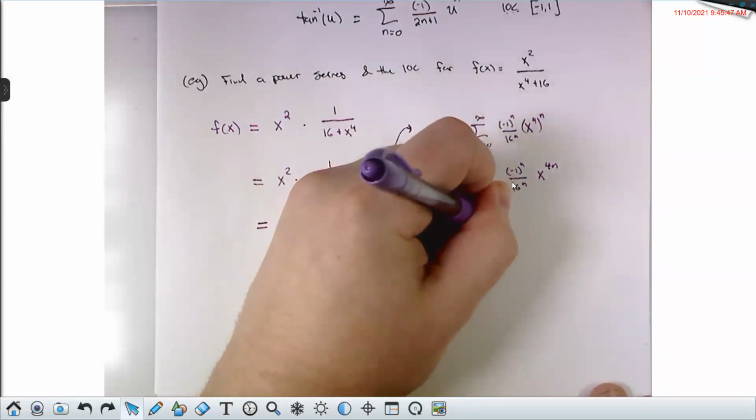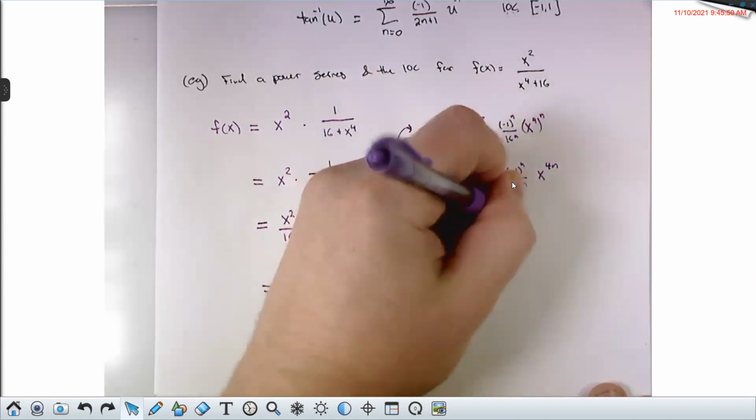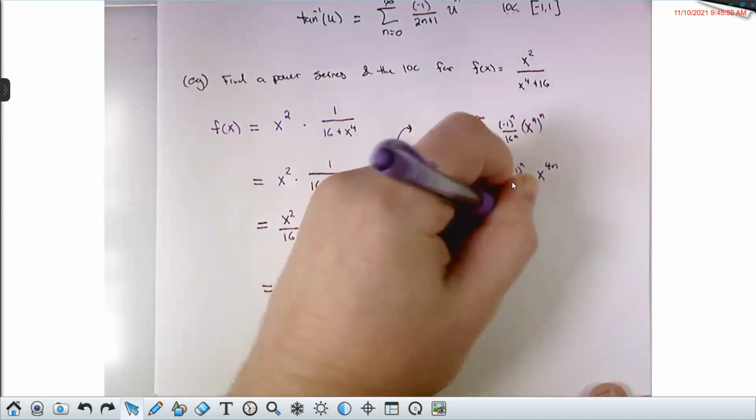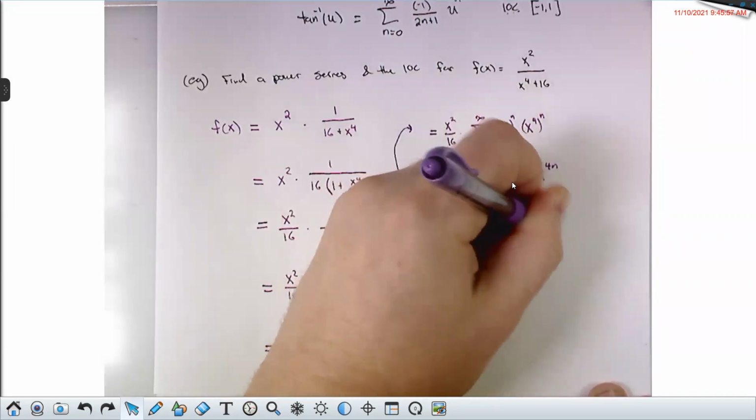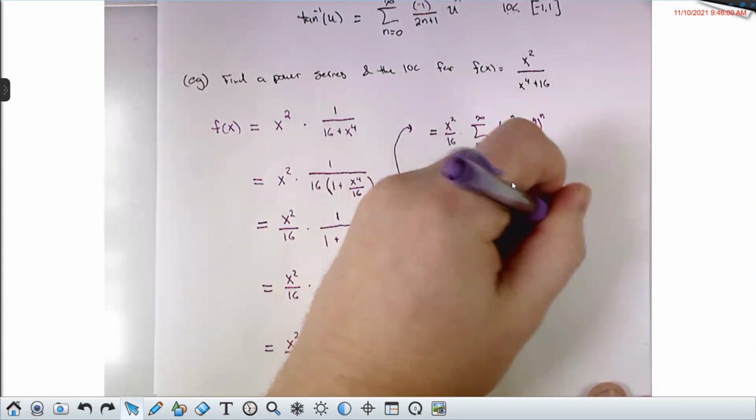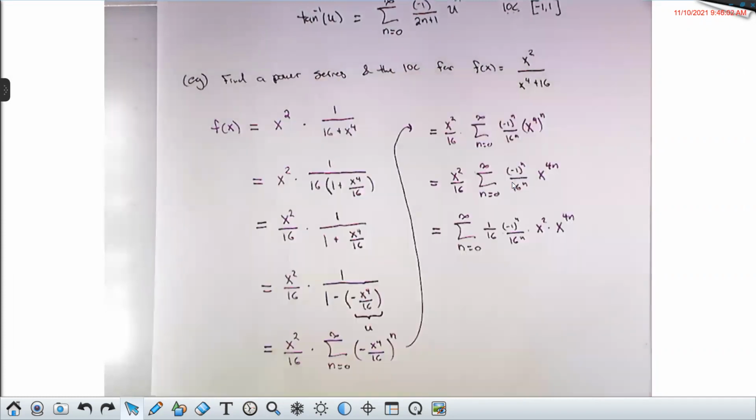So this is 1 over 16 times negative 1 to the n over 16 to the n times x squared times x to the 4n. So I'm moving the x squared over 16 inside. The over 16, that's a 1/16. I'm going to put that right here because that's a constant. It doesn't have any x's. And the x squared, I'm going to put next to the x to the 4n because it's got some x's in it. And I intend to combine this with this and this with this.